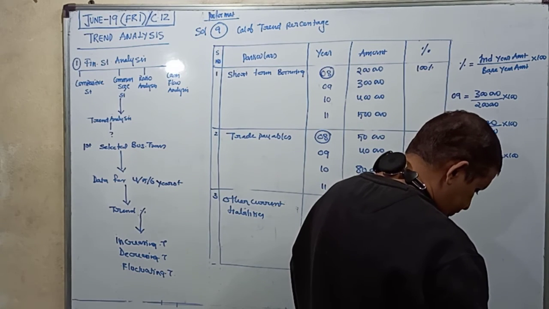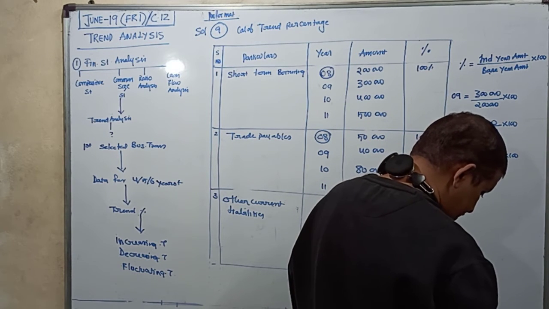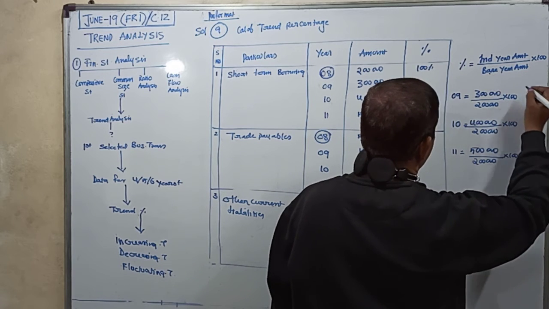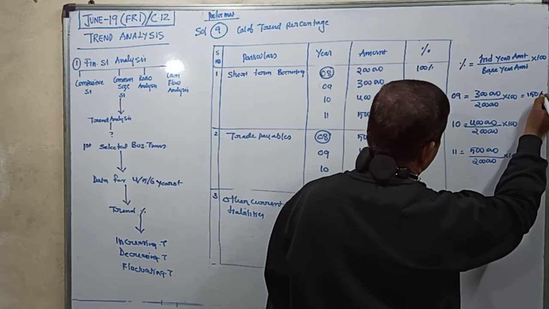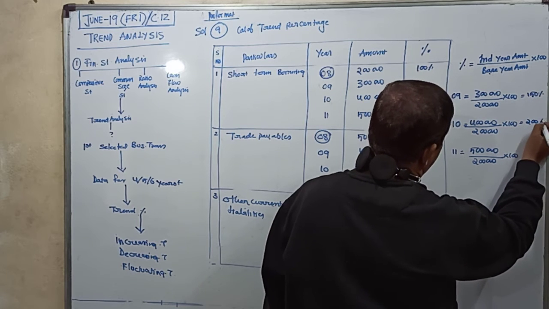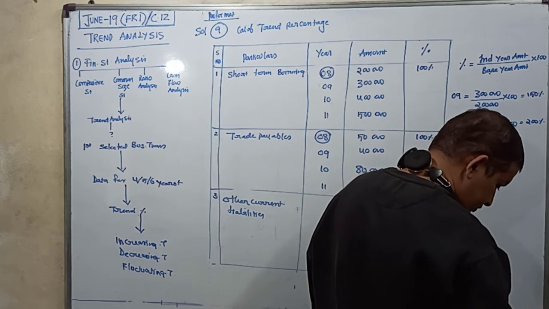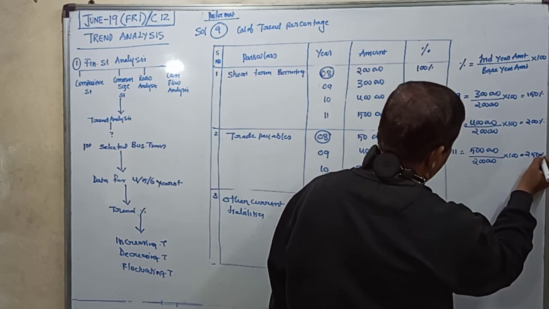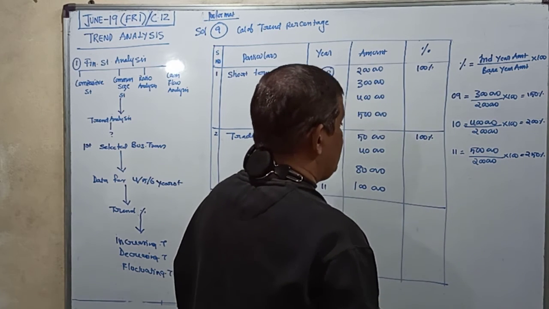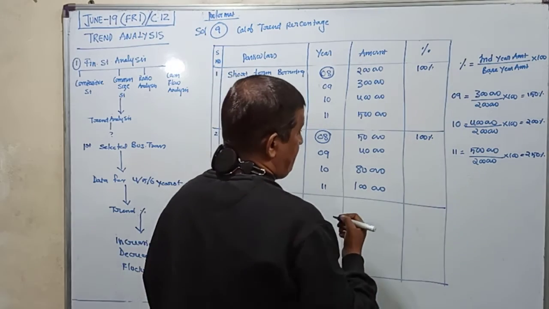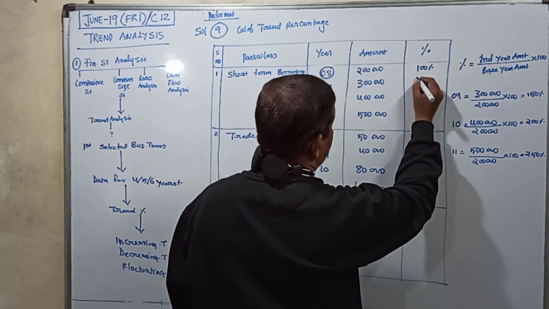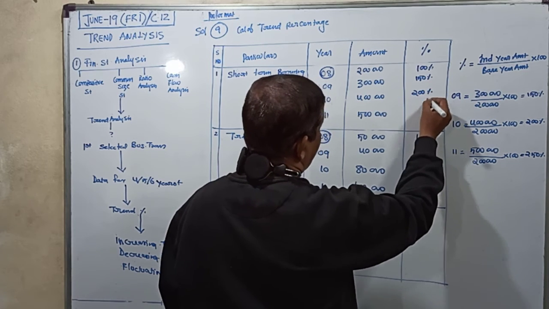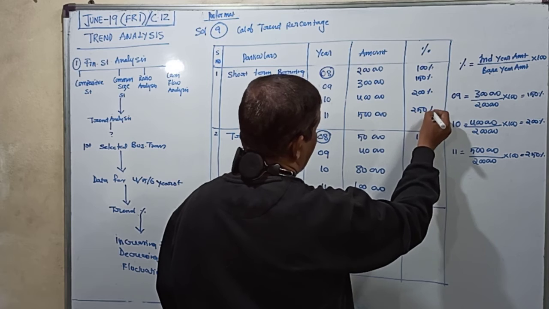So now the percentages are 100%. So this is finished. This is giving 150%, this is giving 200%, and this is giving 250%.